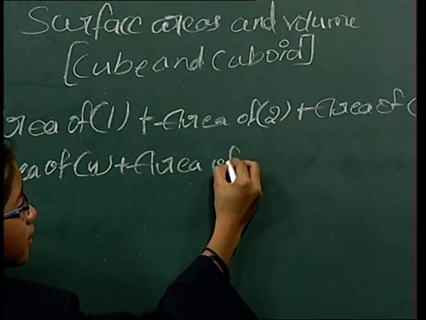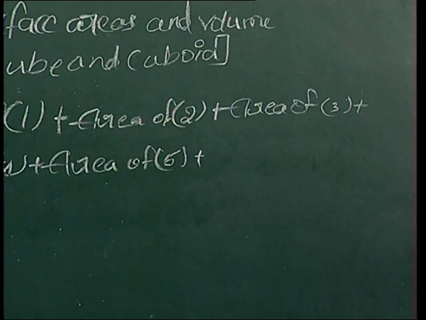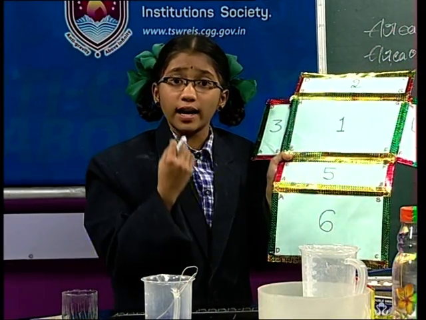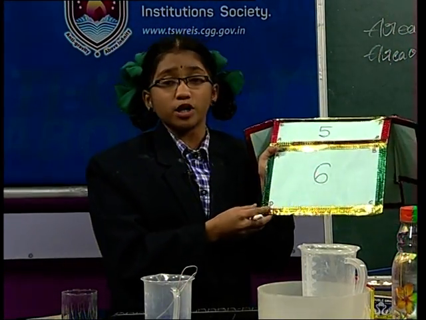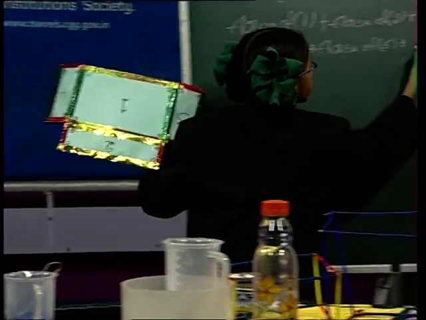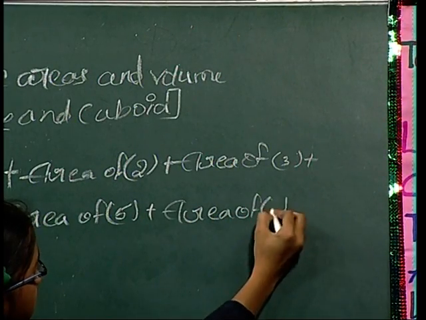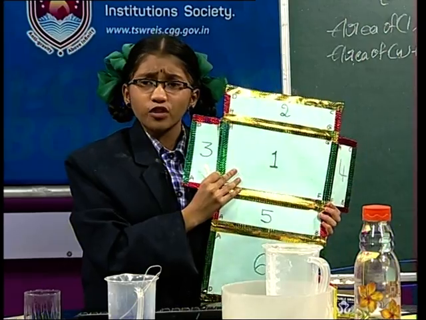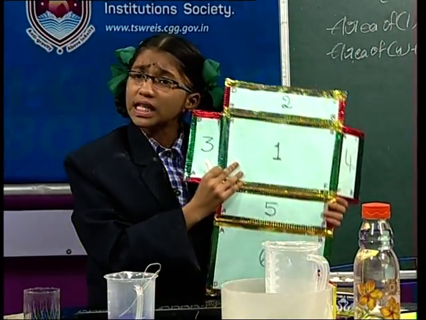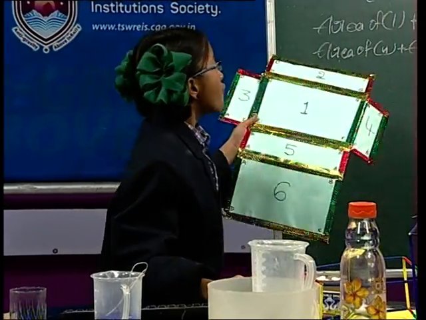Area of the fifth face plus area of the sixth face. Where do you observe the sixth face? Here we observe the sixth face. So, there are 2 dimensions. So, area of the sixth face. Next, is there a seventh face? No, it has only 6 faces. So, let us find the area of the first face.